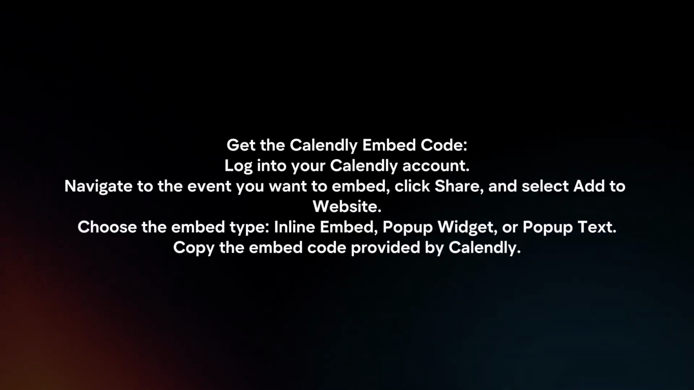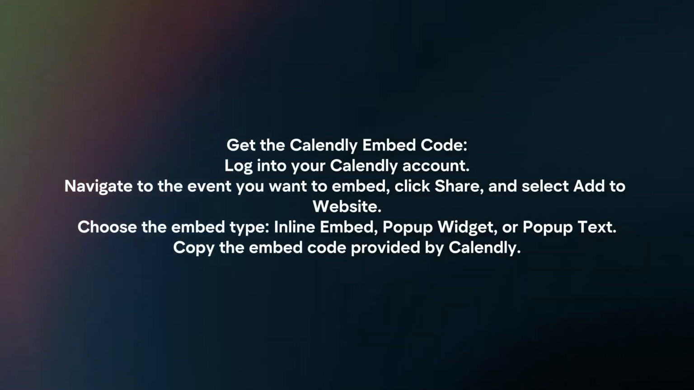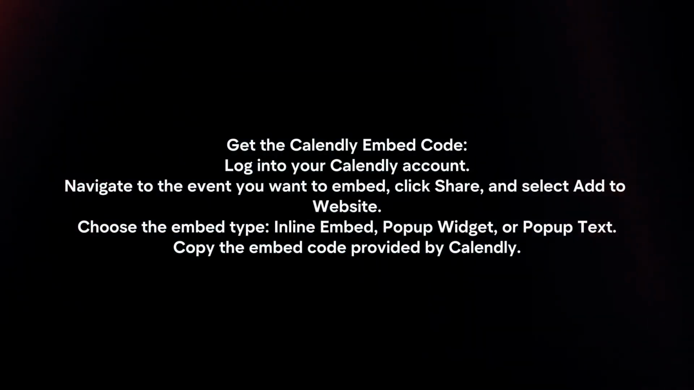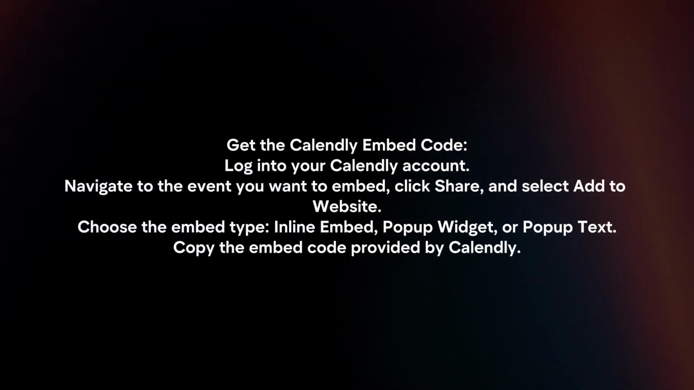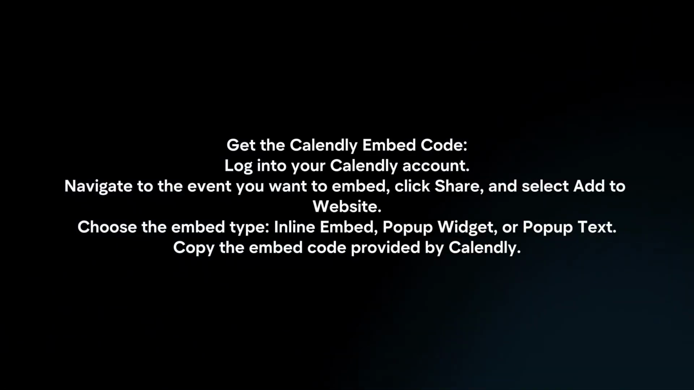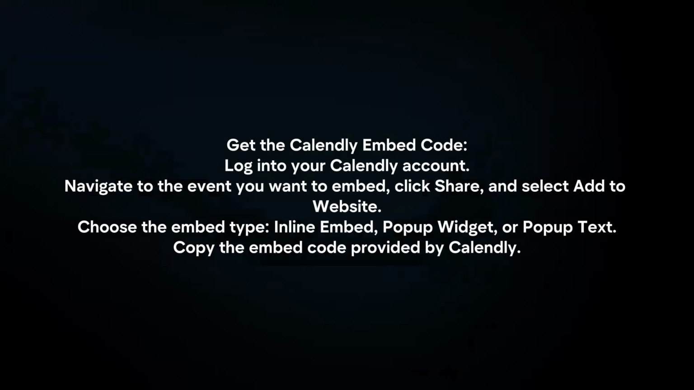Log into your Calendly account. Navigate to the event you want to embed. Click Share and select Add to Website. Choose the embed type: inline embed, pop-up widget, or pop-up text. Copy the embed code provided by Calendly.